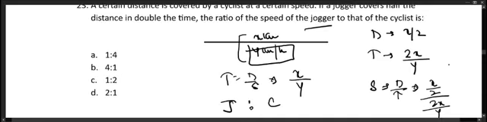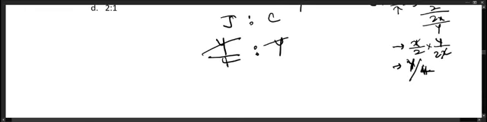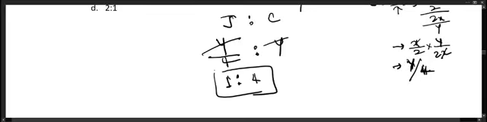So the ratio of the speed of the jogger to the cyclist: the speed of the jogger is y by 4 and the cyclist is y. After cancelling we got 1 by 4 as our ratio. Option A is the correct answer.